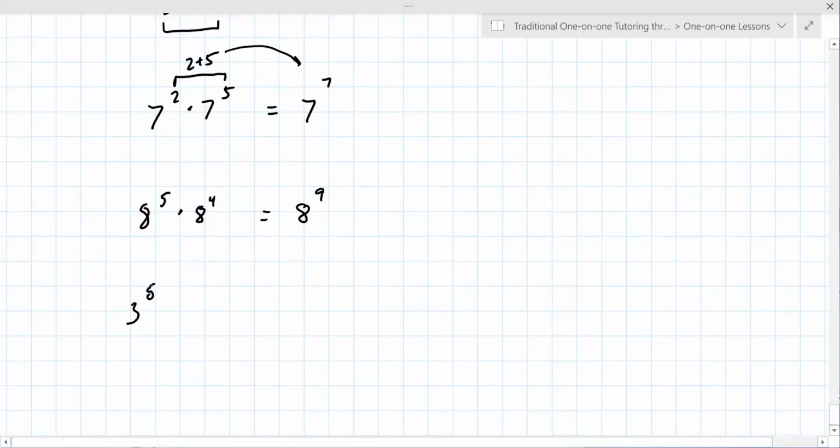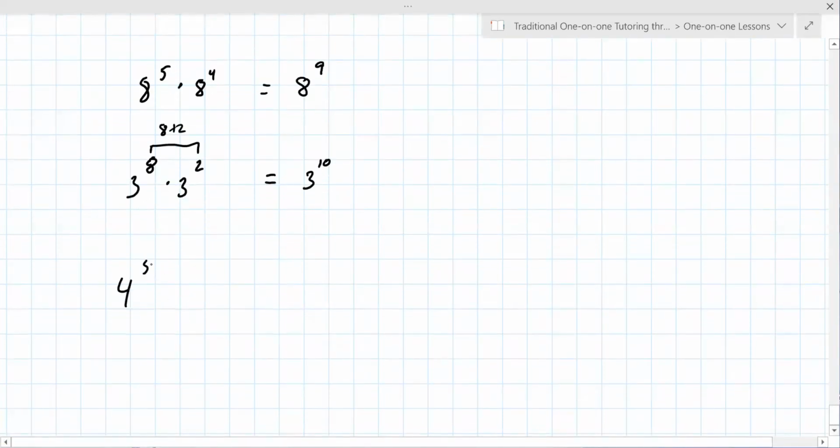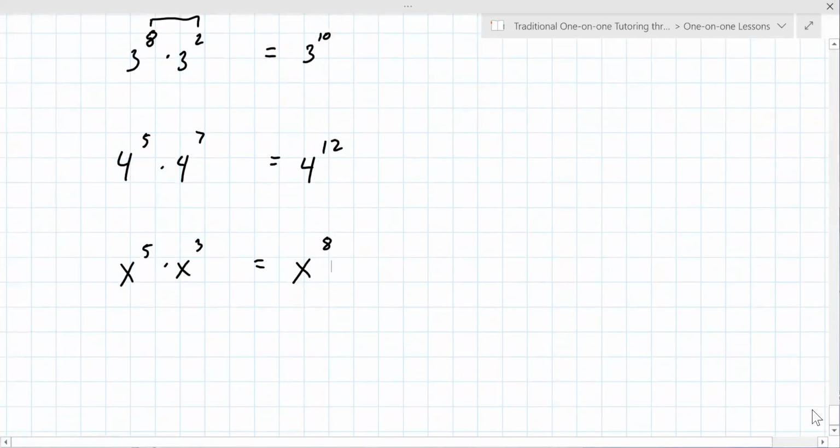Let's try another one here. 3 to the 8th times 3 to the power of 2. What does this become? Okay, I got it. Is this what you wrote? Yes, I did, because you add the exponents. Okay, what if it's 4 to the 5th times 4 to the 7th? What does that equal? Is that what you wrote? Great. Now let's try it with a letter. Let's say it's x to the 5th times x to the 3rd. It's just like simple addition.